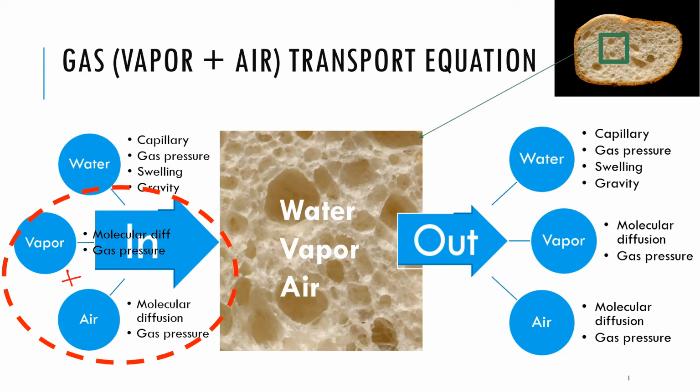And for total gas, we don't have molecular diffusion. Vapor diffuses in air, air diffuses in vapor. But when it's air plus vapor together, it's only flow. So we're only going to consider pressure-driven flow of the vapor plus air, or the gas system.